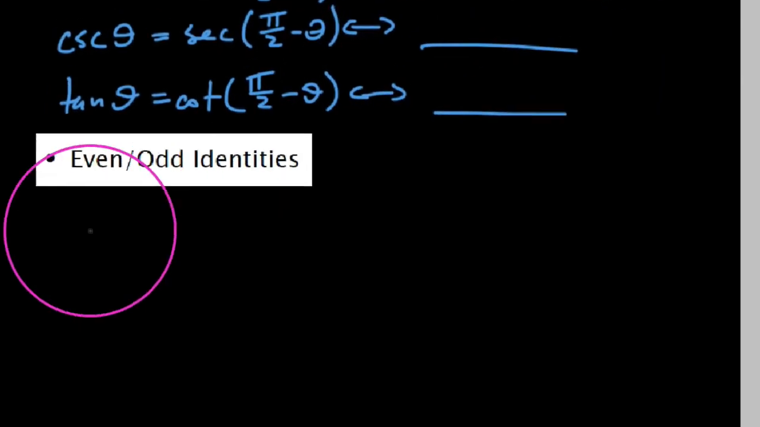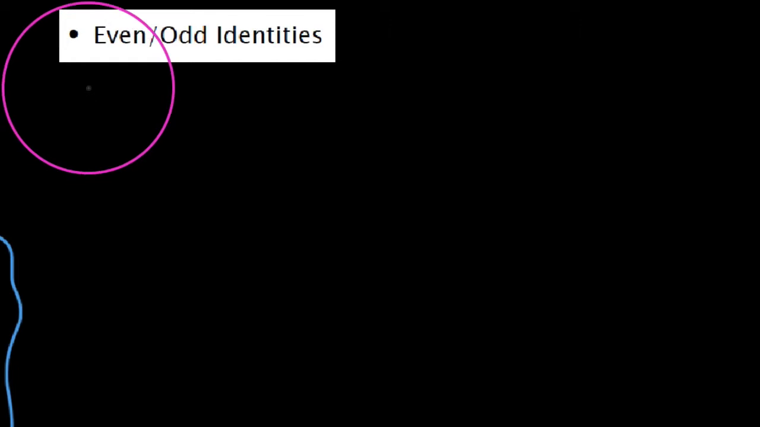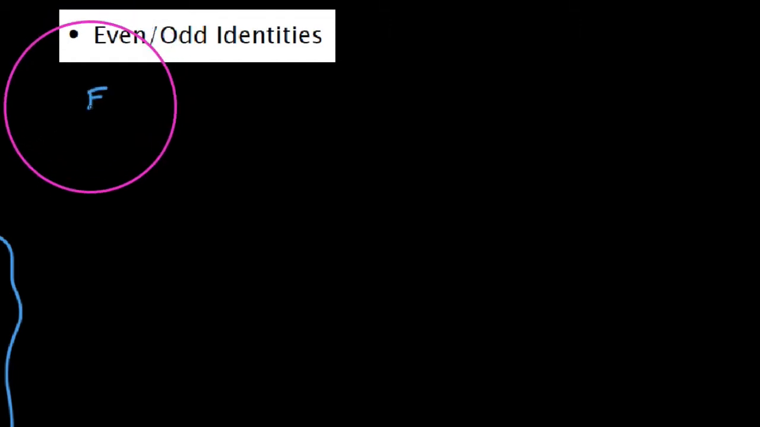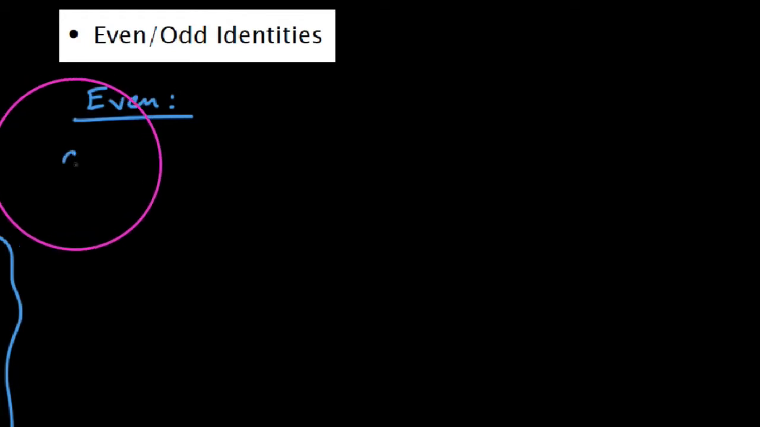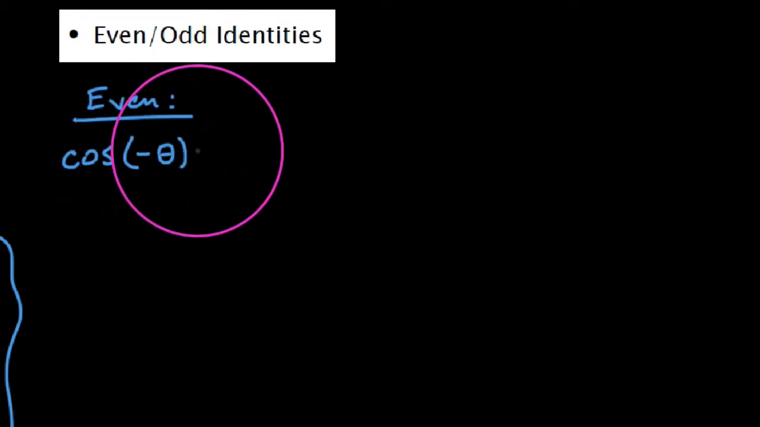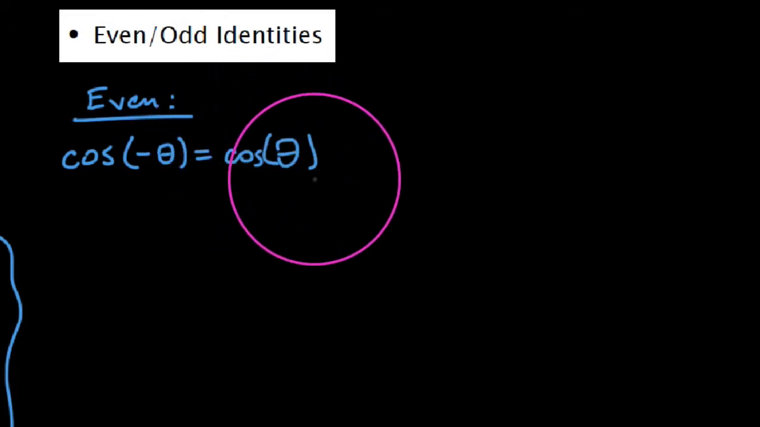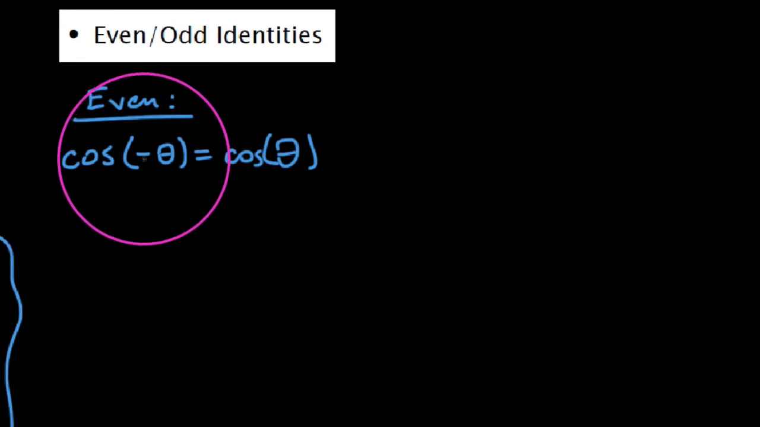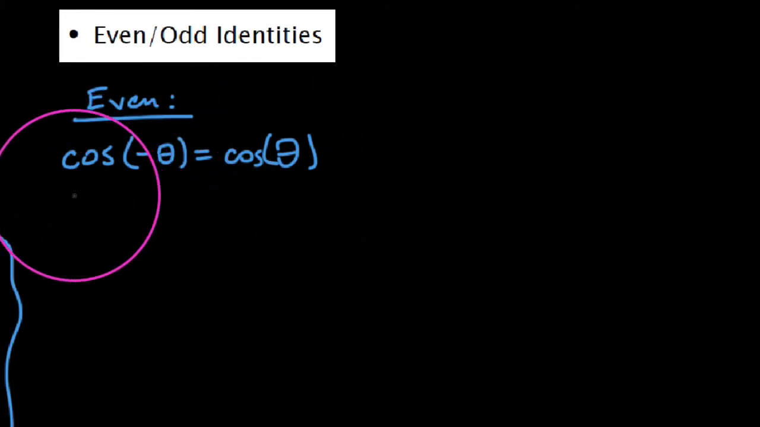And so last but not least, we have even and odd identities. It is just very useful to know that cosine is the only even function, so I'm going to list it thusly. Cosine is an even function, and essentially when you take the cosine of a negative angle, it has to be the same thing as the cosine of the positive angle. So whenever you take the cosine of a negative thing, you can just replace it with the cosine of that positive thing. It's a really neat substitution.